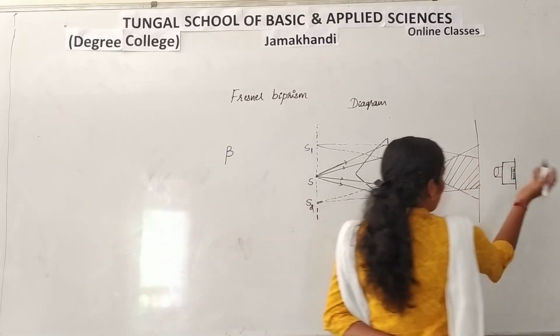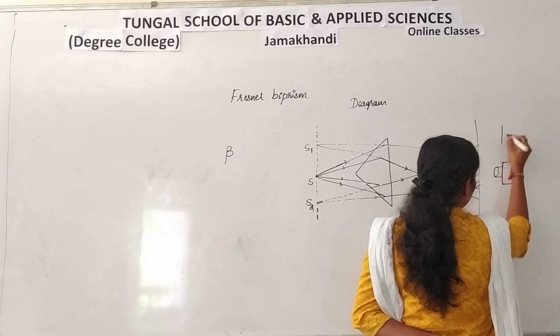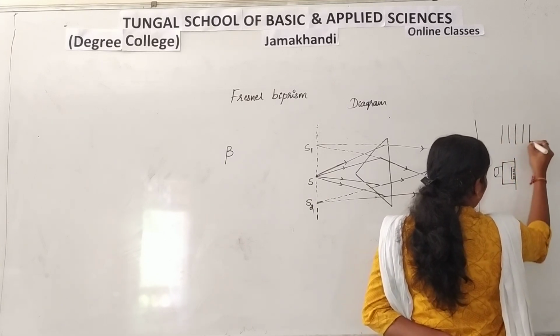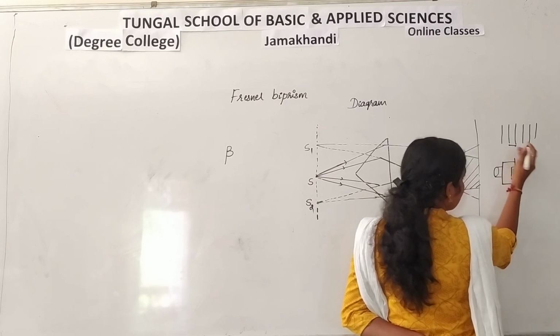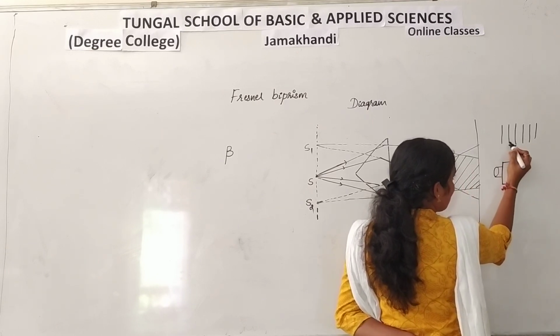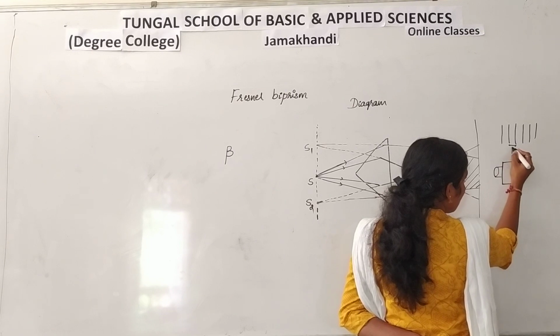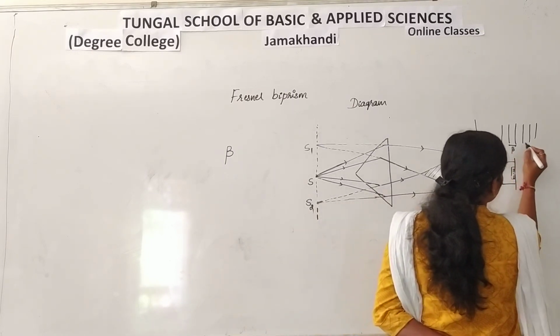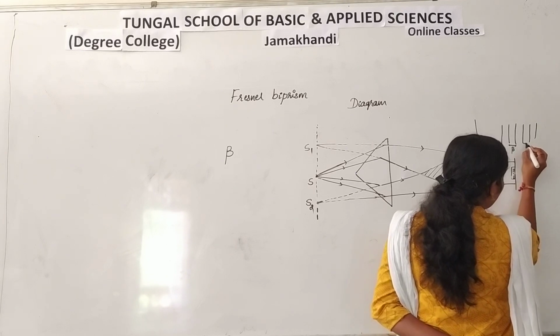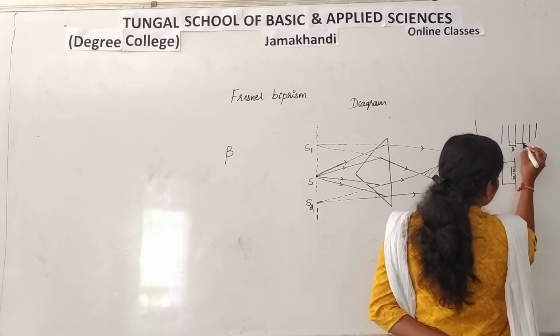So here in this portion, alternate bright and dark fringes we are going to get. Like this, alternate bright and dark fringes. So what is the distance between two consecutive? If you consider these are the dark fringes, then the distance between two consecutive dark fringes we are going to call beta, or else the distance between two consecutive bright fringes.